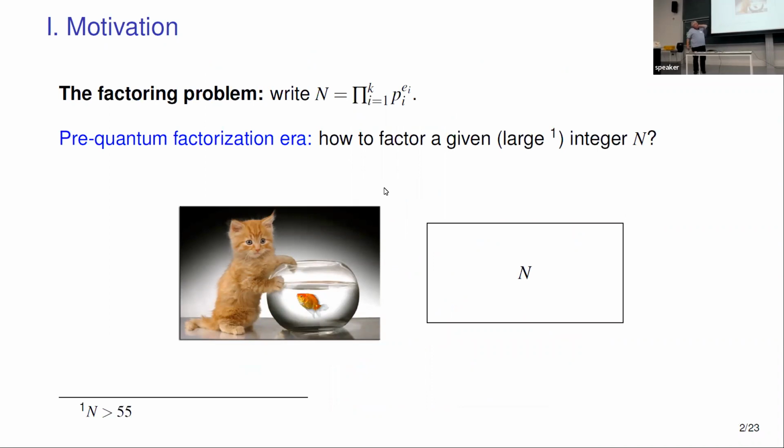So my talk is in the pre-quantum factorization era, meaning we want to factor large numbers. Maybe you know that large means greater than 55.